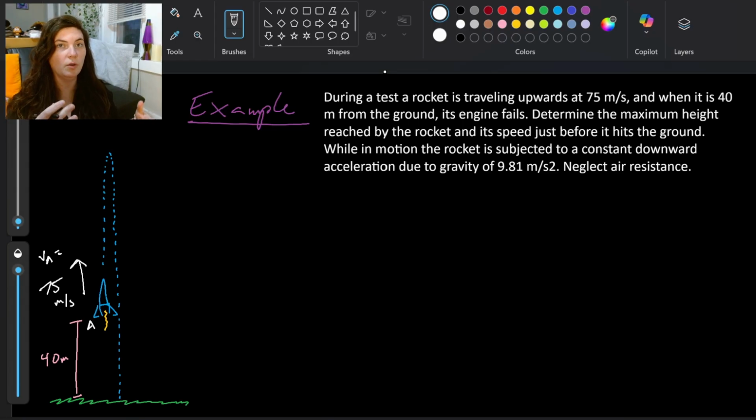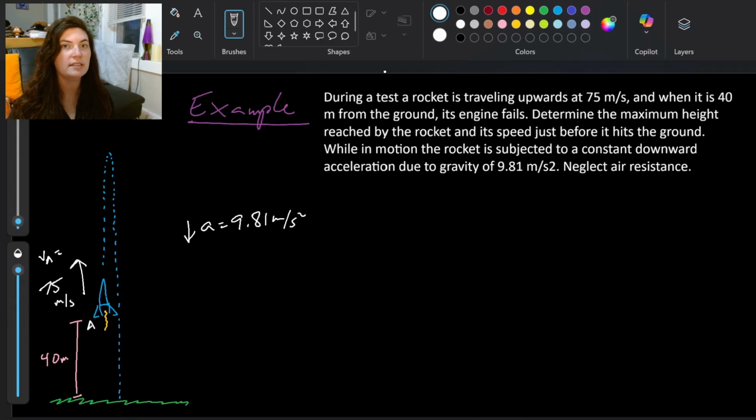And then we know it's not just going to be 75 meters per second going up into the atmosphere, continuing on to eternity, right? Because it has gravity acting on it. It's still on our Earth. It only made it 40 meters up. So it's going to come back down because of that downward acceleration due to gravity.